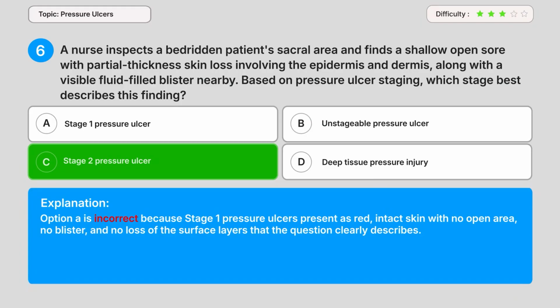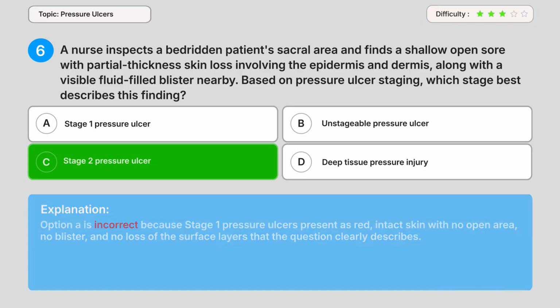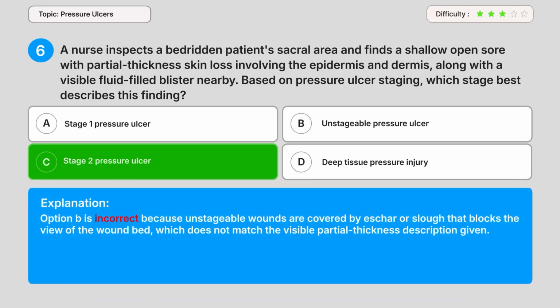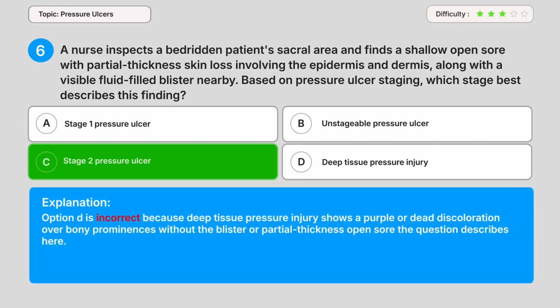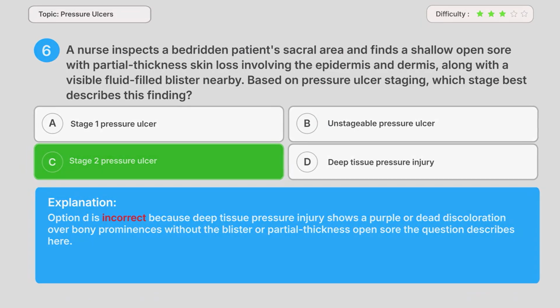Option A is incorrect because stage 1 pressure ulcers present as red, intact skin with no open area, no blister, and no loss of the surface layers that the question clearly describes. Option B is incorrect because unstageable wounds are covered by eschar or slough that blocks the view of the wound bed, which does not match the visible partial thickness description given. Option D is incorrect because deep tissue pressure injury shows a purple or dead discoloration over bony prominences without the blister or partial thickness, open sore, the question describes here.